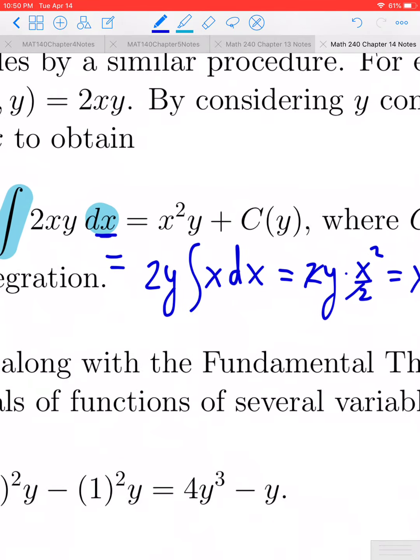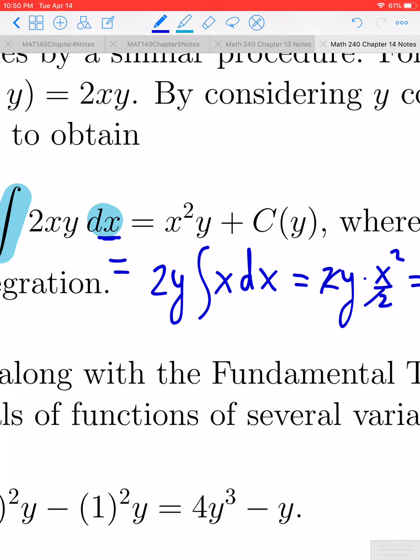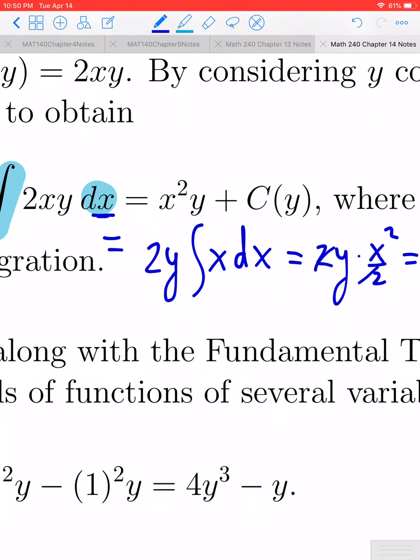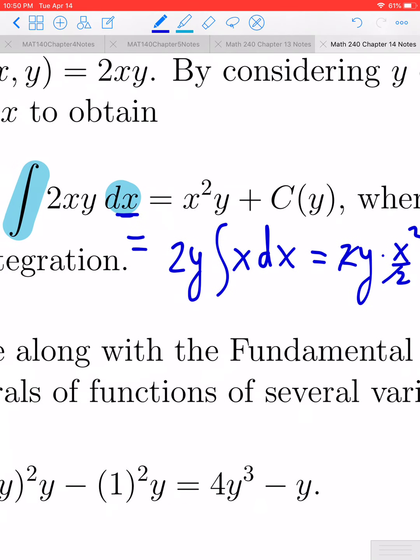Okay. Not only do we get x squared y, but something you should remember from Calc 1 and 2 is that whenever you do an antiderivative or an indefinite integral, we get a constant of integration. In this case, the constant of integration itself is going to be a function of the other variable, since any expression that contained just y's and constants, when differentiated with respect to x, would have produced a value of 0.